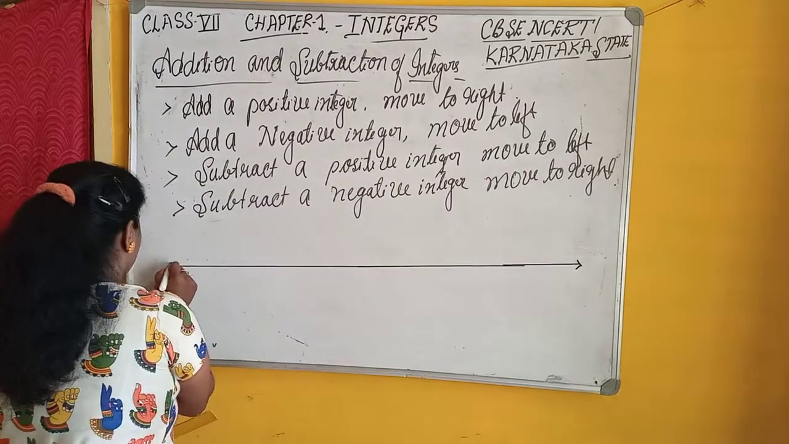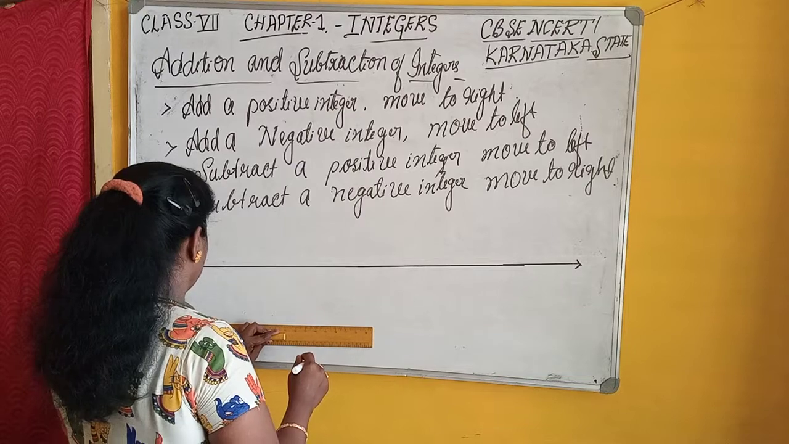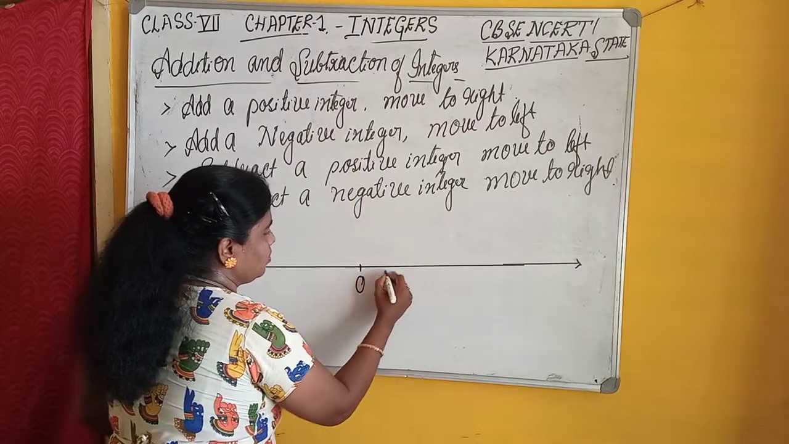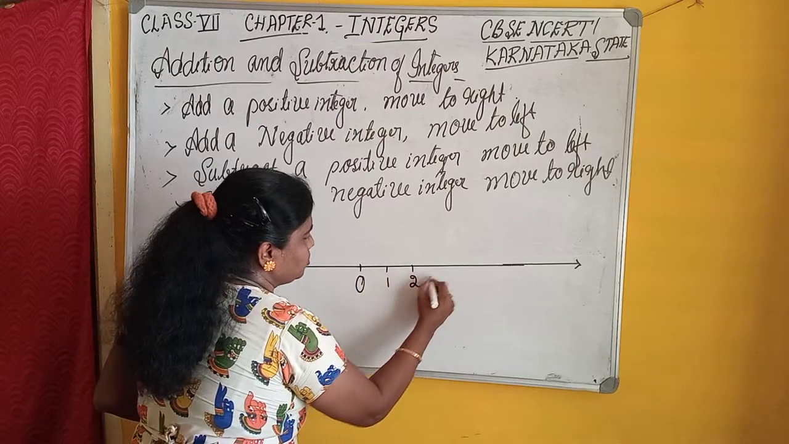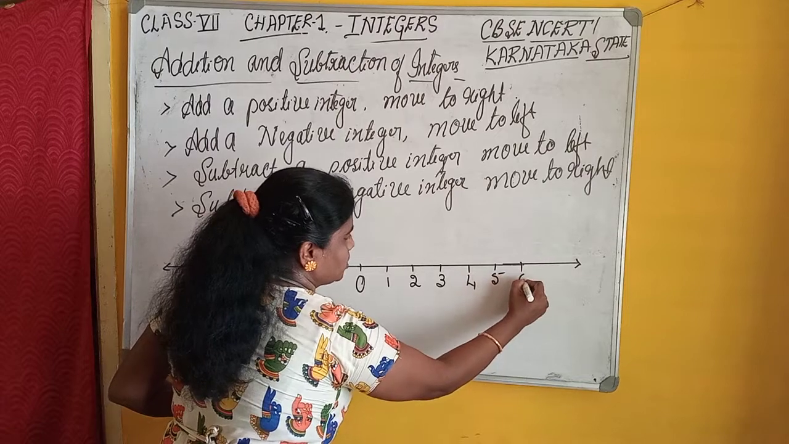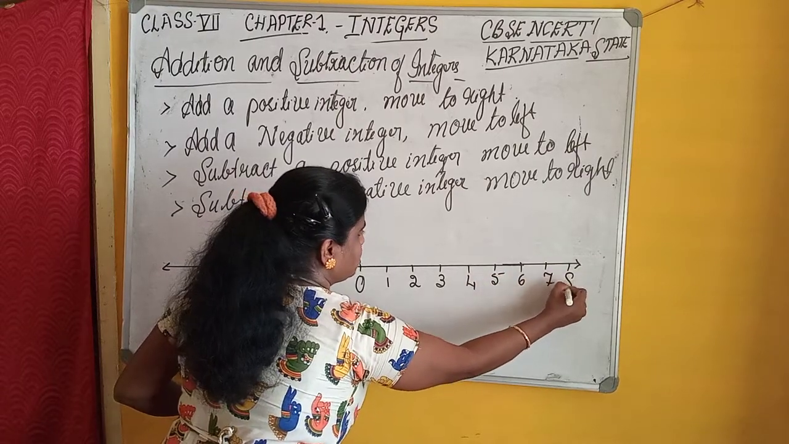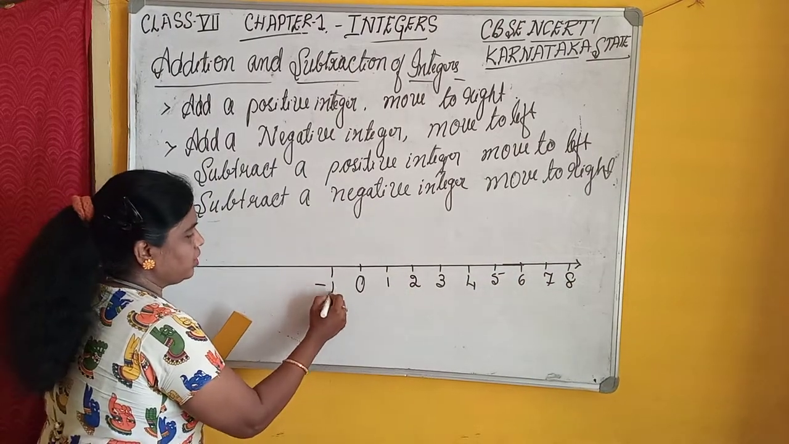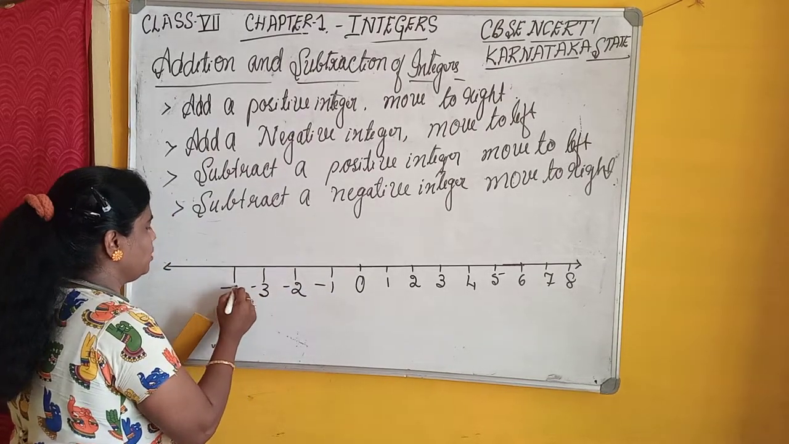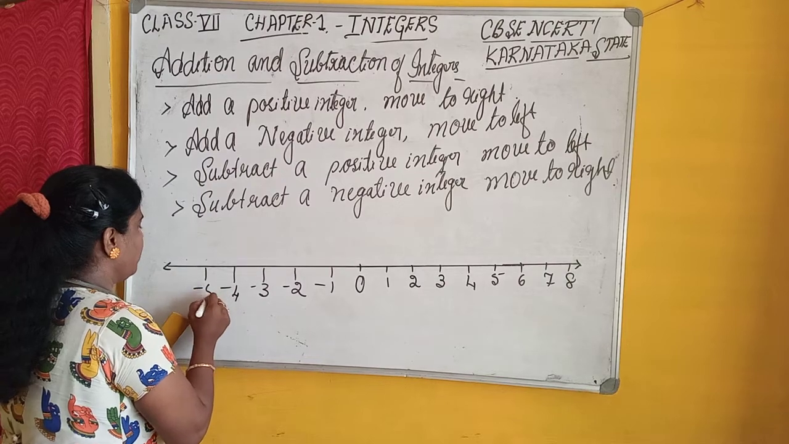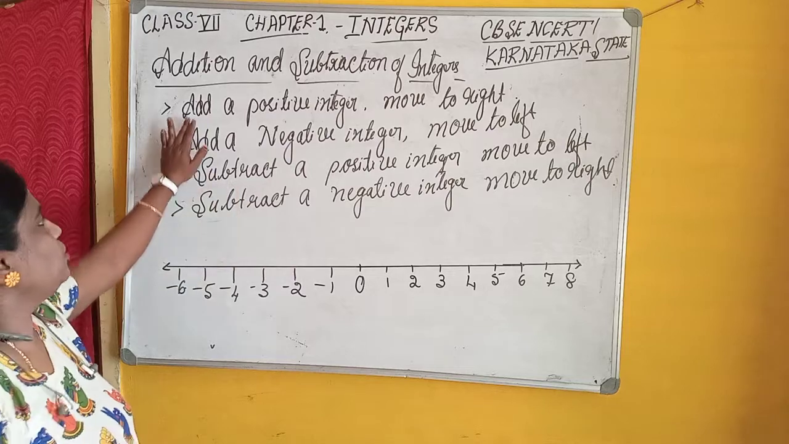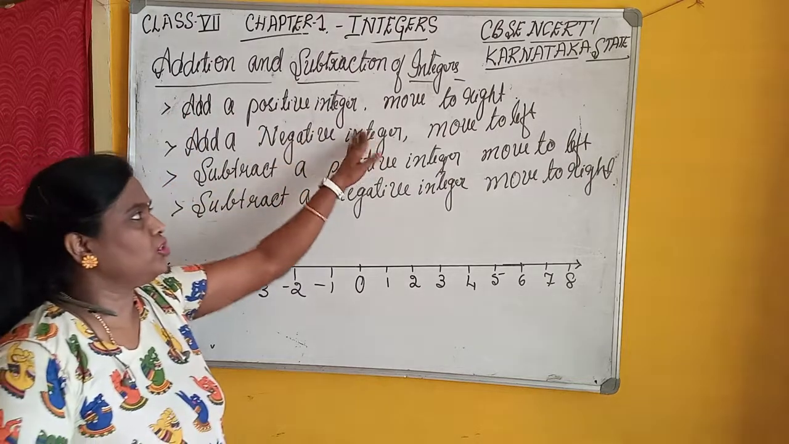Okay, we're drawing two number lines at a time. This is 0, 1, 2, 3, 4, 5, 6, 7 and 8. And here the negatives: -1, -2, -3, -4, -5 and also -6. Okay. The first rule is when we add a positive integer, move to right.